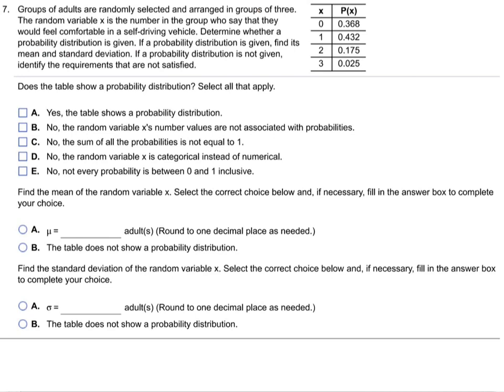On we go. Groups of adults are randomly selected and arranged in groups of 3. The random variable X is the number in the group who say that they would feel comfortable in a self-driving vehicle. Would you feel comfortable in a self-driving vehicle? Determine whether a probability distribution is given. Out of 3 people, the chance that nobody would say they feel comfortable is 36%. 1 person is 43%. 2 people is 17%. All 3 people comfortable is only 2.5%, pretty low.